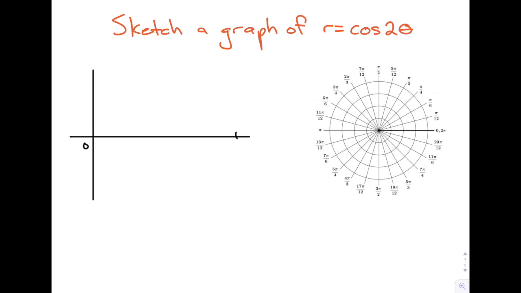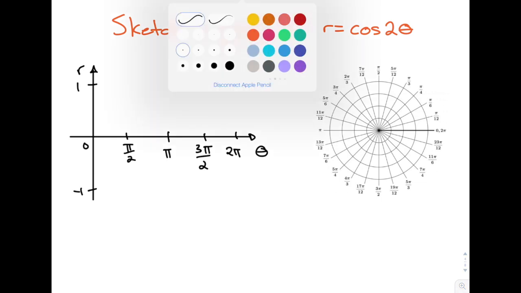So we know we'll start at 0, we'll end up at 2 pi. We have pi, pi over 2, 3 pi over 2. Our horizontal axis will be theta, and our vertical axis will be r. Since we have no coefficient, since cosine is just being multiplied by 1, that means our amplitude will be between -1 and 1. And I think that's enough for us to start graphing our curve.